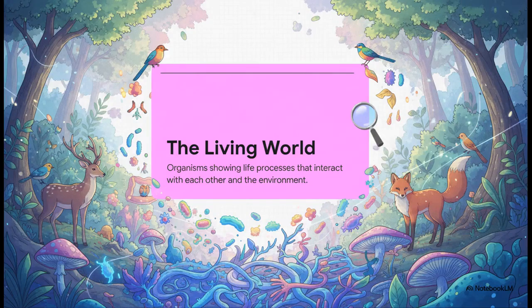So the formal definition tells us that the living world includes all organisms that show life processes. And we aren't just talking about humans or our pets here. This whole thing spans a massive, massive variety of organisms. We're talking towering plants, roaming animals, super complex fungi, and microscopic bacteria. But the real key point here, and this is absolutely crucial to grasp, is interaction. Living organisms do not exist in a vacuum. They are constantly interacting with each other and their environment. It's this giant, dynamic, ongoing web of activity.